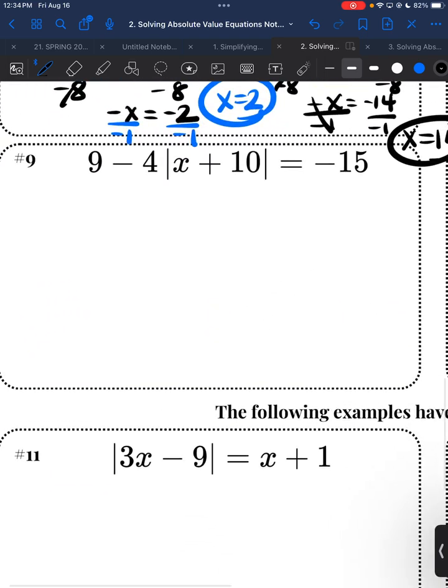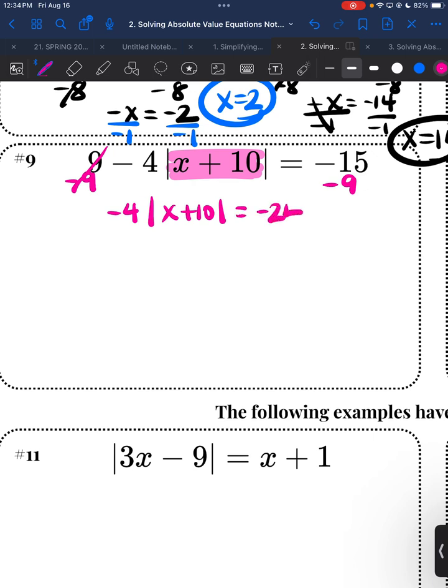Okay, number 9. Very often in this class, you will see problems like this, where there's two numbers in the front. The 9 and the 4. Anytime you need to get rid of two numbers like this, start with the first one. So this problem, we're going to start with the 9. You're either going to add or subtract that number, depending whether it's positive or negative. So the 9 is positive. Look in front of it. So we're going to subtract the 9. So I have this right here equals negative 24.